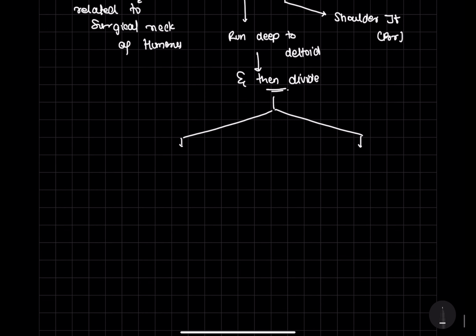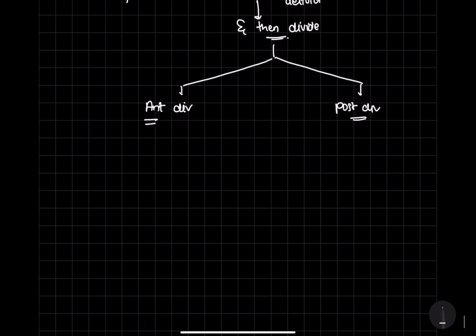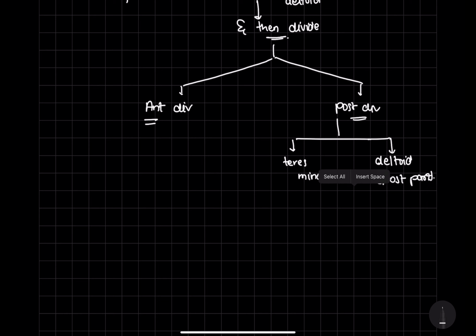What particular branch? You will have your anterior division and you will have your posterior division. Now, talking about this posterior division or the posterior branch, it is going to supply two muscles. It is going to supply your teres minor and it is going to supply your deltoid, but not the whole muscle, just the posterior part. And then it would continue as the upper lateral cutaneous nerve of the arm.